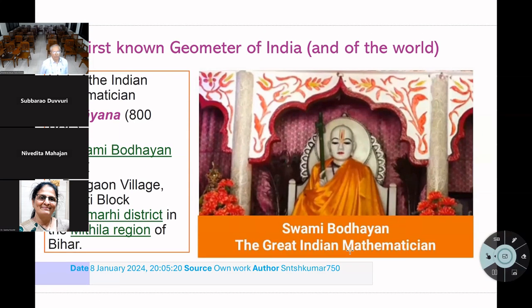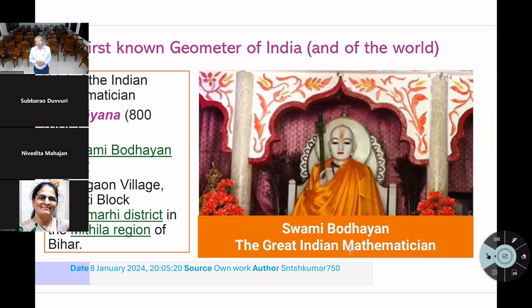Do you see a temple of any mathematician? So Bodhayana, Swami Bodhayana, his temple is there. The great Indian mathematician Bodhayana. It is available on the internet also. If you search for it, the idol of the Indian mathematician Bodhayana at Swami Bodhayana Mandir in Bongaon village of Sitamarhi district in the Mithila region of Bihar.